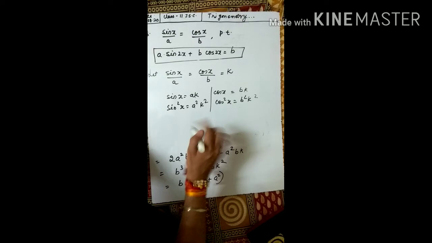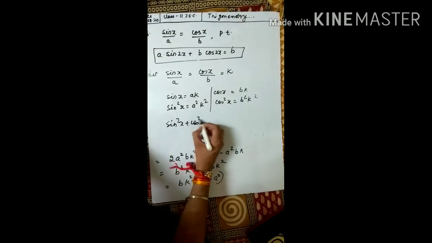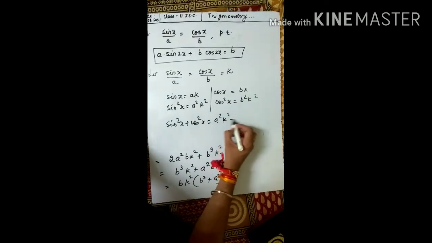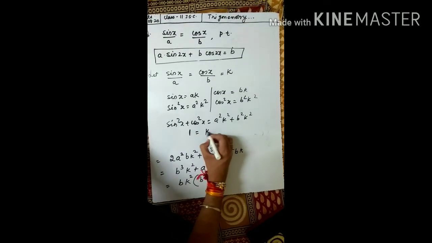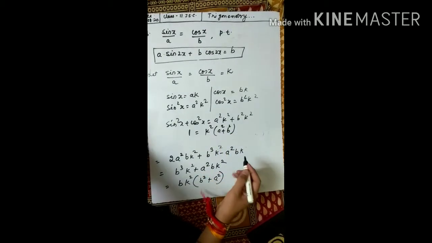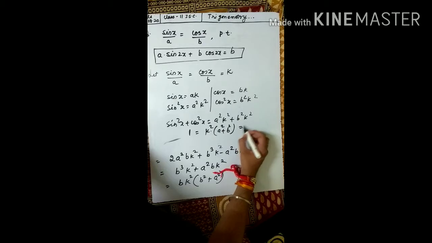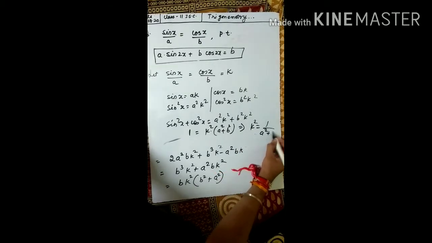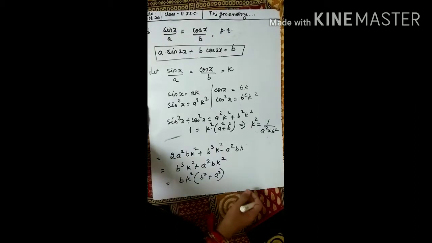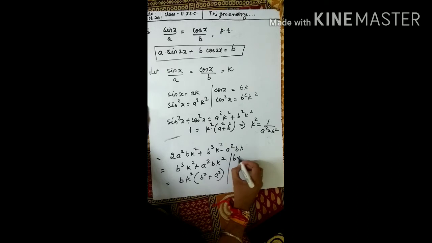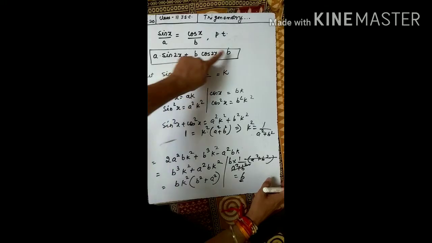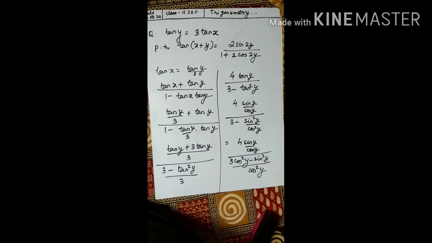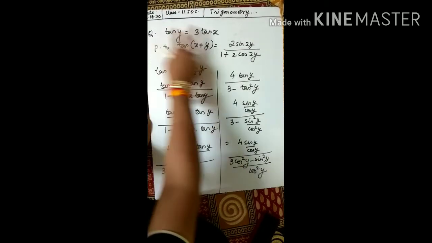So LHS plus LHS will get added, that is sin square x plus cos square x, and RHS will get added, a square k square plus b square k square. Now this will be equal to 1, and from here you can take k square common, so in the bracket you will get a square plus b square. You take it down, so finally you will get the value of k square as 1 upon a square plus b square. Now just substitute the value here, so b into 1 upon a square plus b square, and this is a square plus b square only, which you can cancel easily, and finally you will get b as the answer, which is the required proof. Okay, let us come to this question. It says that tan y is equal to 3 tan x.